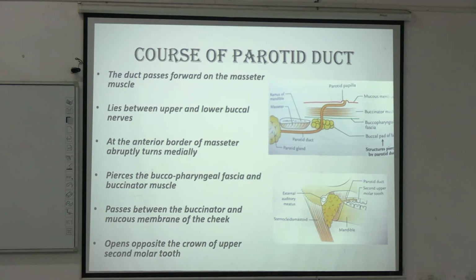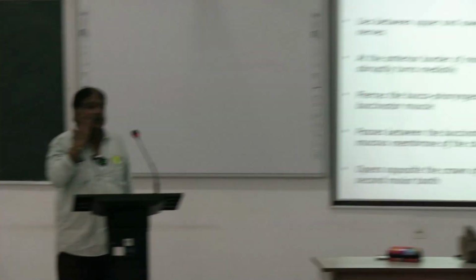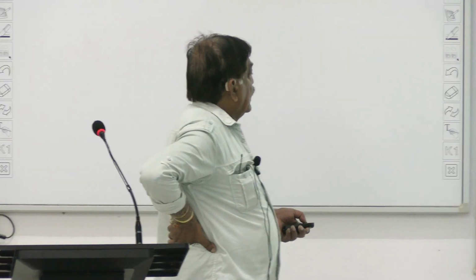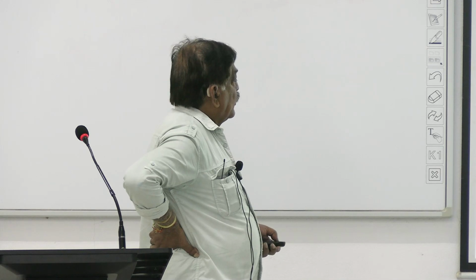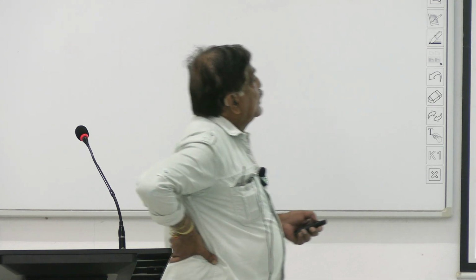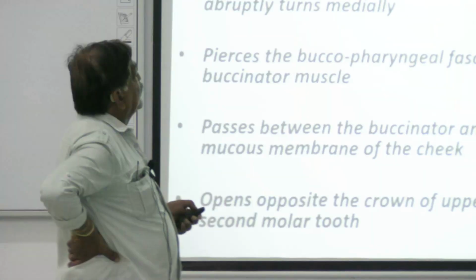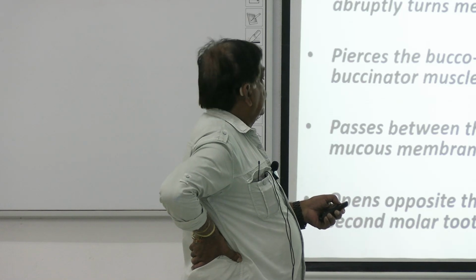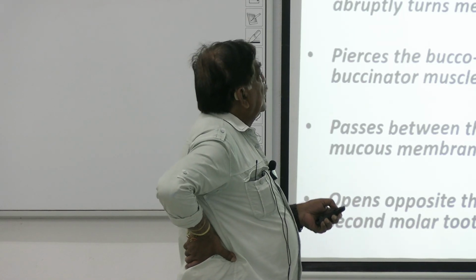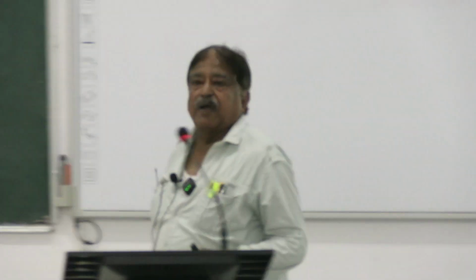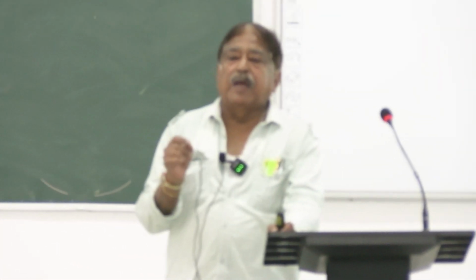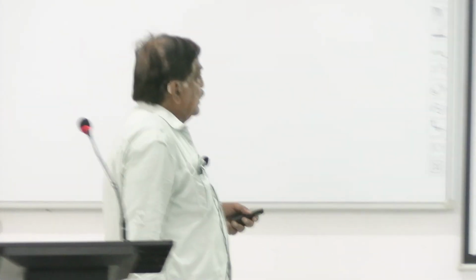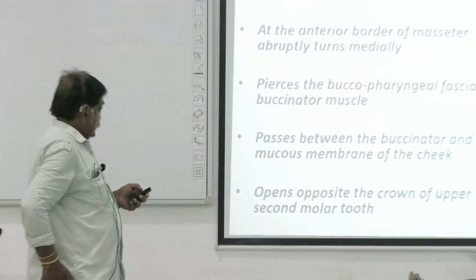Just clench your teeth and you feel the masseter muscle. It passes between the buccinator and mucous membrane of the cheek. Opens opposite the crown of the upper second molar tooth. This is the parotid papilla. If you are asked in the viva where the parotid duct ends, then you say the crown of the upper second molar tooth. Next.